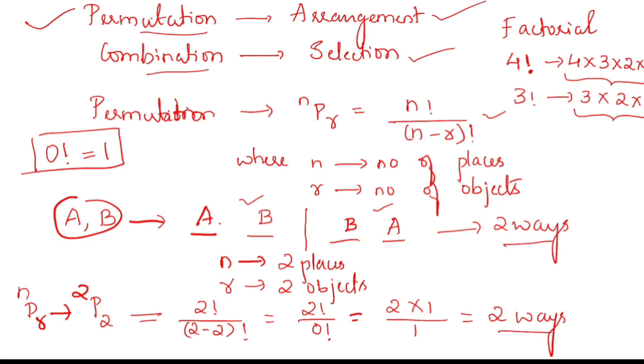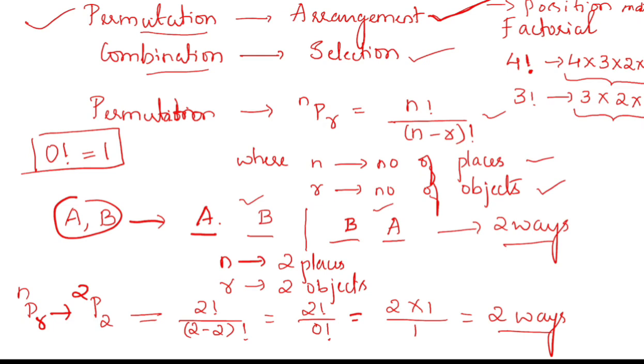So this is all about permutation. Permutation means something regarding arrangement. In this, position is important. Position matters. And permutation is given by the formula nPr equals n factorial divided by (n minus r) factorial, where n is the number of places and r is the number of objects.